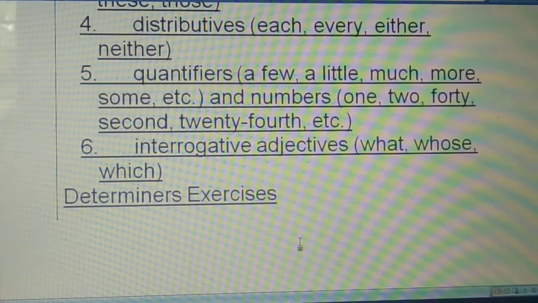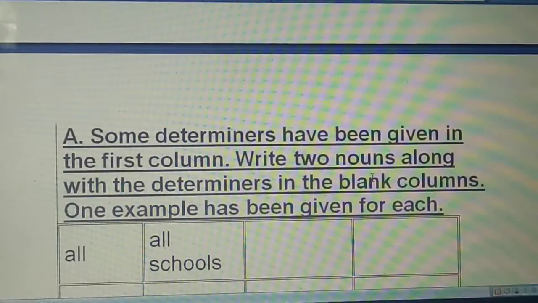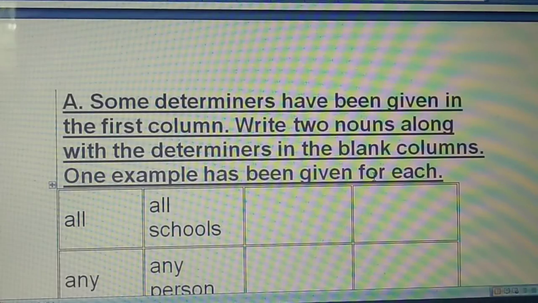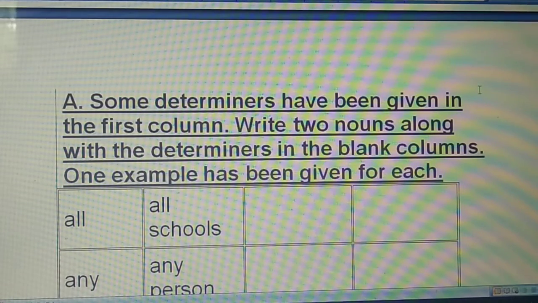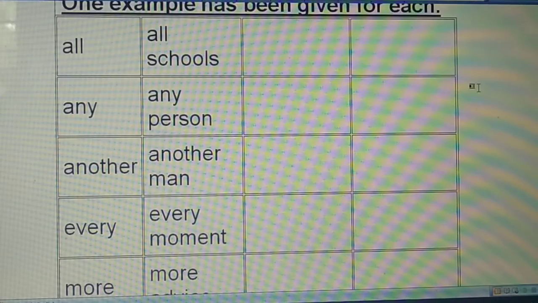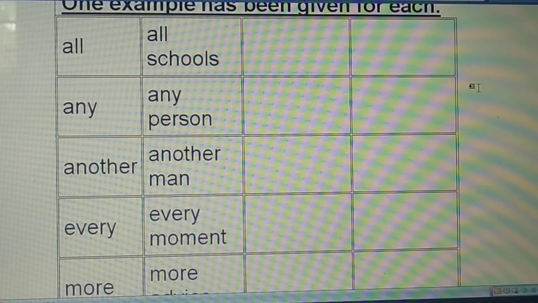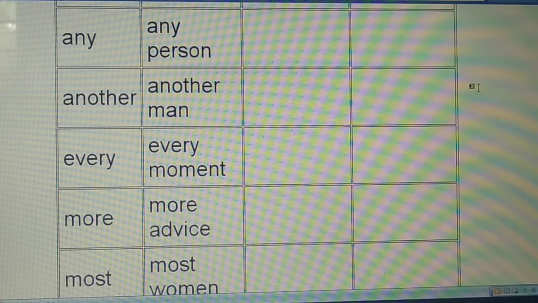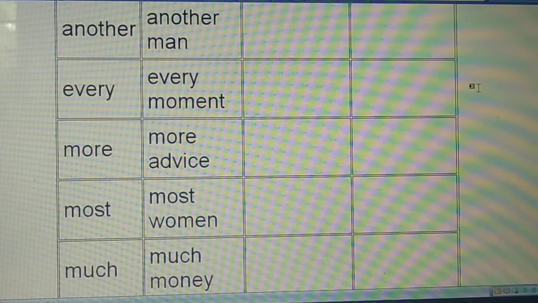Determiners exercises. So here are some. Some determiners have been given in the first column. Write two nouns along with the determiners in the blank columns. All schools, any person, another man, every moment, more advice, most women, much money.